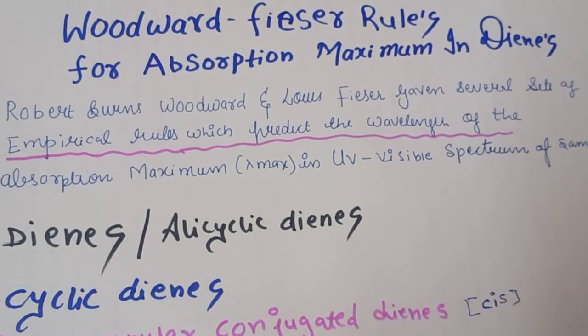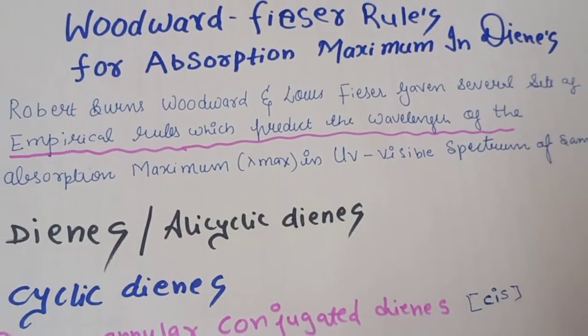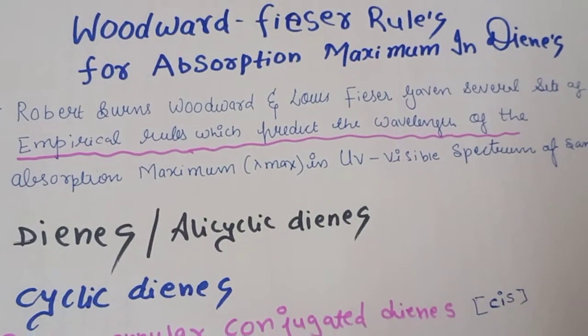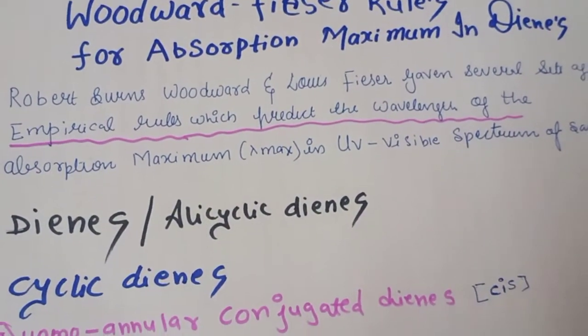So today's class topic is Woodward-Fisher rules for the absorption maxima in the dienes. I hope you students are familiar with the terms. What are dienes? What are conjugated dienes?